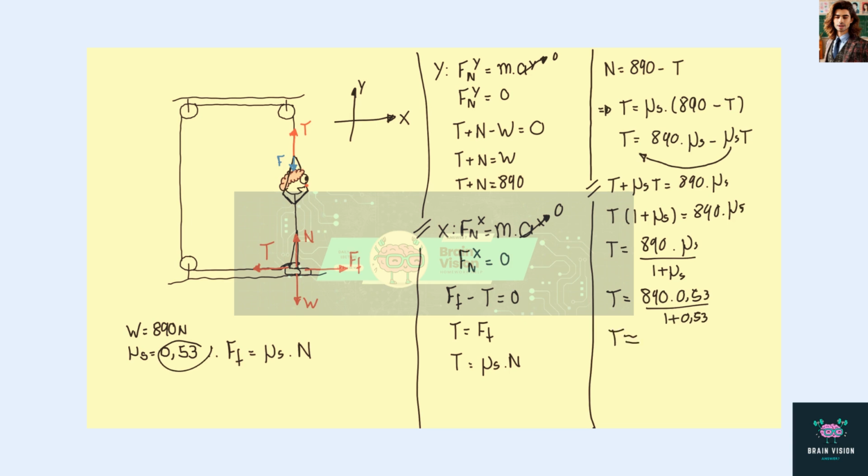This results in a tension of approximately 310 newtons. So this is the tension force. But according to Newton's third law, the tension force is a reaction force, and it's reacting to the force that is applied by the clown. Therefore, the force F should be equal to 310 newtons in the limiting situation. So F must be bigger than 310 newtons in order for the clown to be able to move his feet.